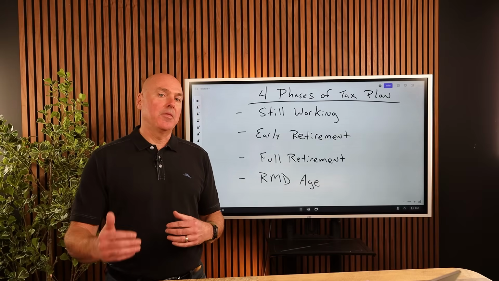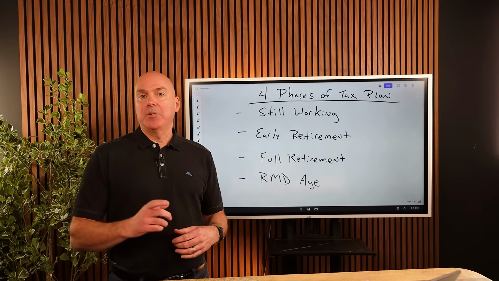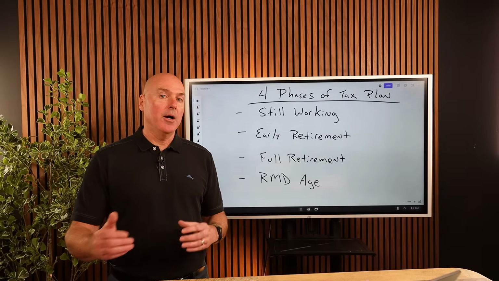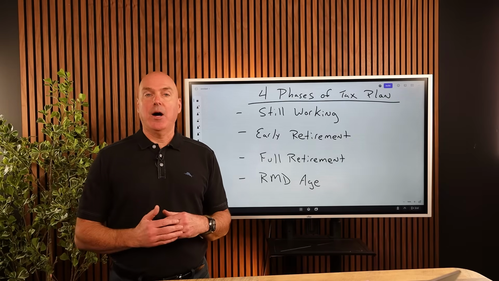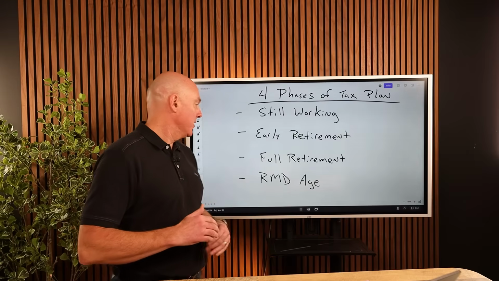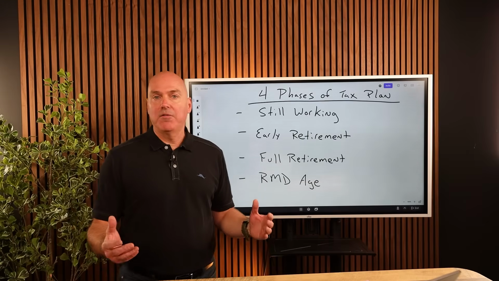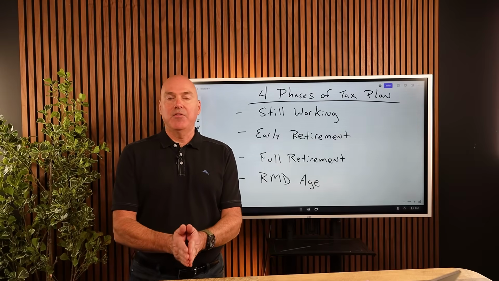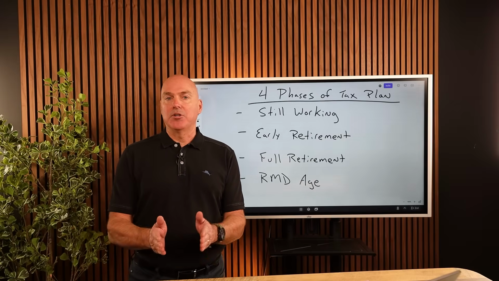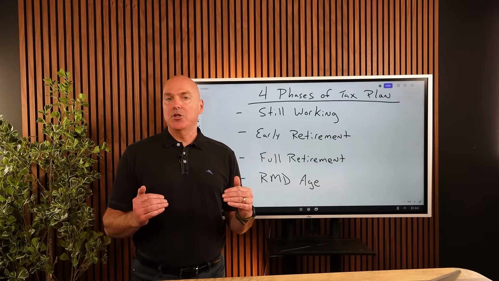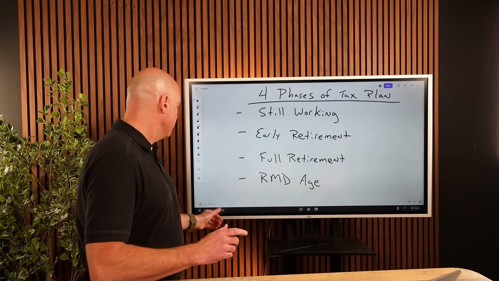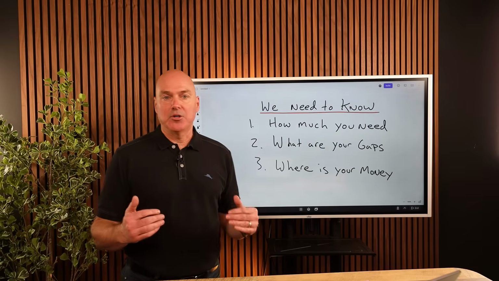So we're going to talk a little bit about where those distributions can potentially be a problem for you later on, meaning that you're going to be pushed up into a higher tax bracket, and maybe even a higher income tax bracket. So those are the four phases that you're going to go through, and each one of those phases is going to have a slightly different strategy and a list of things that you should be thinking about and doing to really maximize this retirement tax and withdrawal strategy.